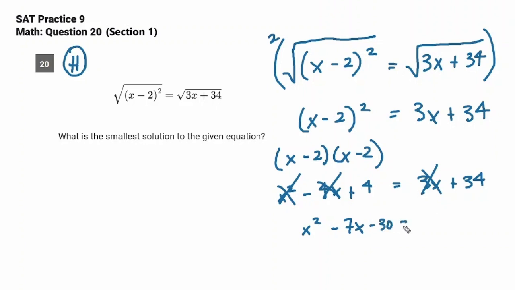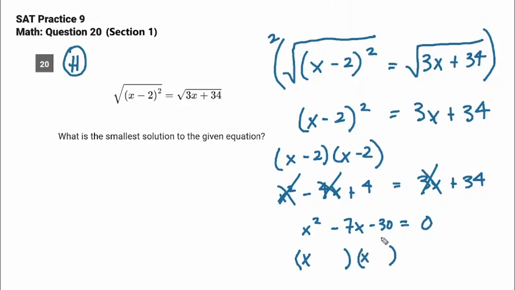What's on the right side? Nothing. If you've come to me because you read the ETS explanation on the practice test and were confused, I'm sorry about that stupid explanation. What do you do with this? You've been doing this for a long time. You make some parentheses and you see if you can unfoil it. x goes here, x goes here.